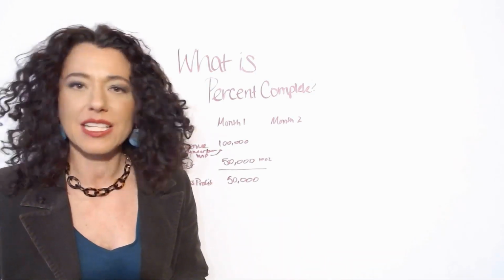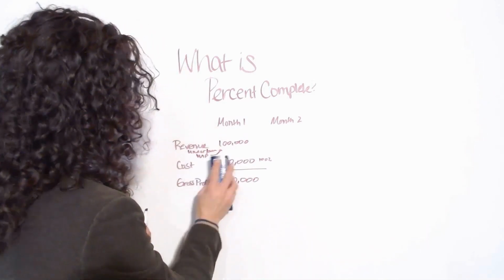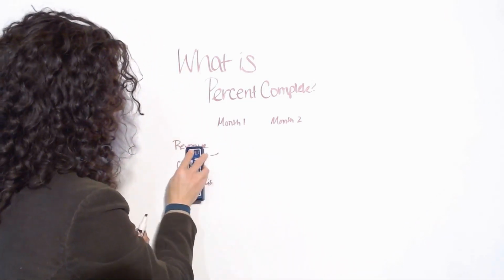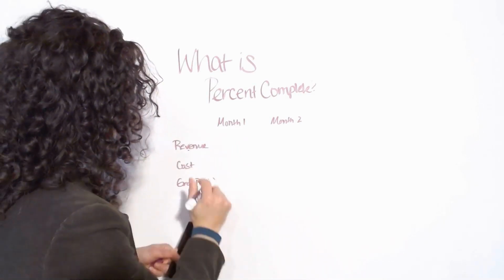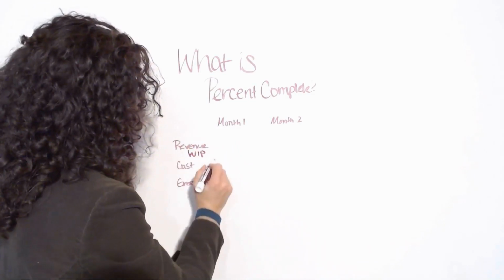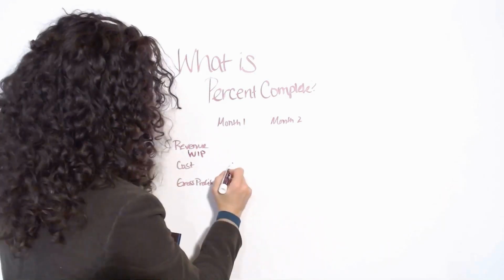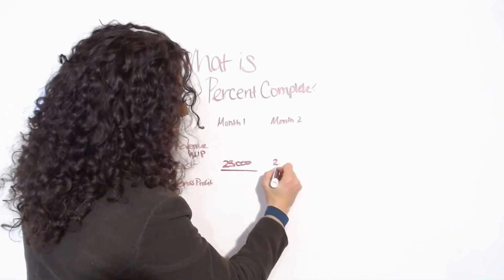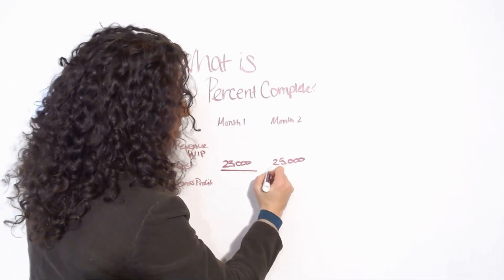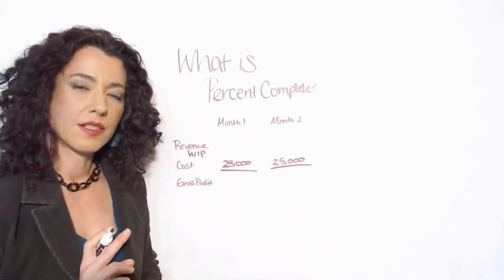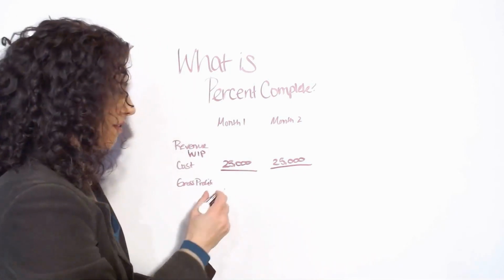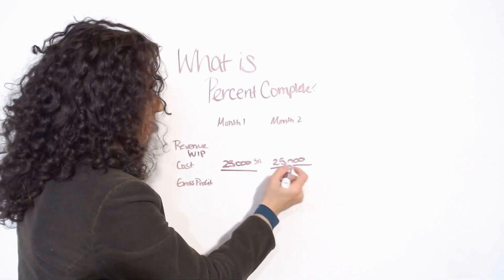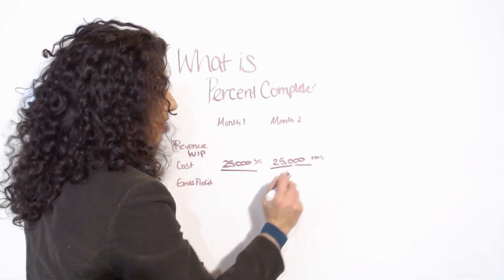Let's take this same job and divide it out over a couple months. Call this WIP. First month, let's do $25,000 in cost. In the second month, we're going to do $25,000 in cost. So now we know that we have $50,000. So this is 50% complete, and this would be 100% complete.